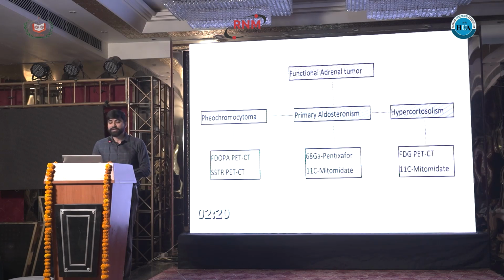Now coming to functional adrenal tumors, if you have a pheochromocytoma, you can use either a fluorodopa or a DOTATATE PET CT. If it's primary aldosteronism, you can do a pentixafor PET CT, and if it's a hypercortisolism-secreting tumor, usually you do an FDG PET CT. So that's how we can integrate PET CT in the management of these conditions. Now, thank you very much.